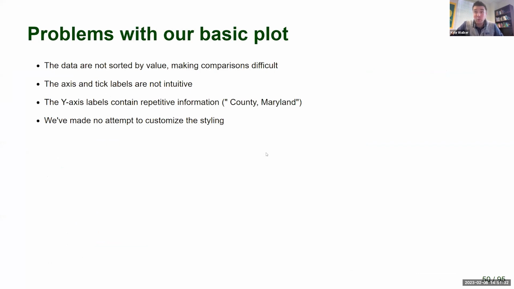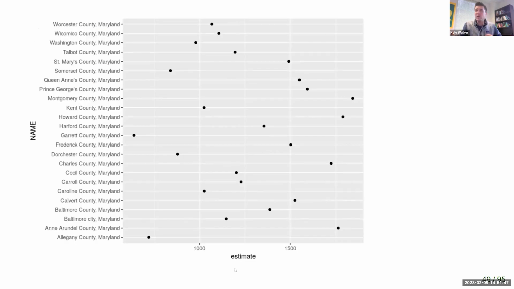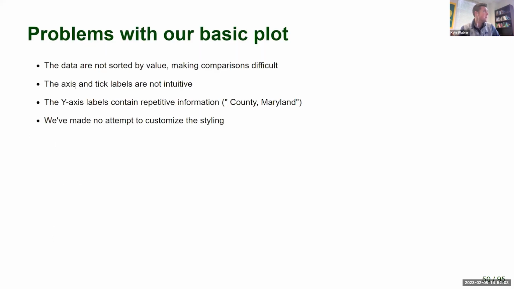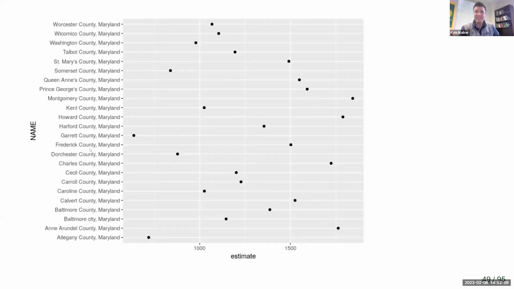First, the dots are all over the place. The data were not sorted by value. That makes comparisons really difficult. I was able to find the highest and the lowest, but everything else was just a mess. The axis and the tick labels are not intuitive. I know what an estimate is because I'm the developer working with the ACS data. If I show this to someone else, does this tell them what that is? They have no idea. The name, that's sort of self-evident. The y-axis labels as well, they have repetitive information on them. Everything's in Maryland. So we don't need to say Maryland over and over and over again. That is overkill.